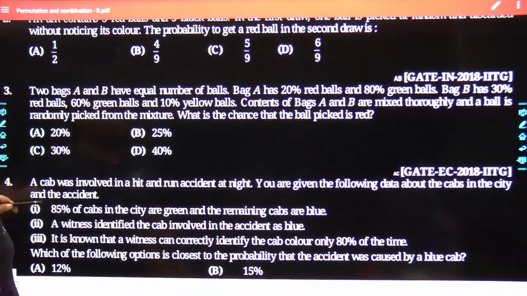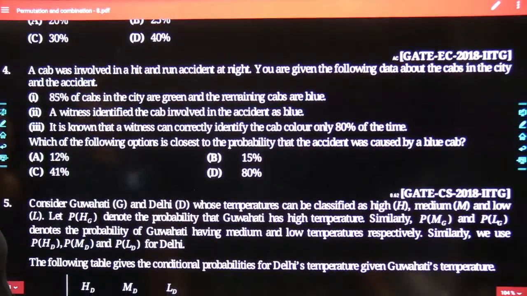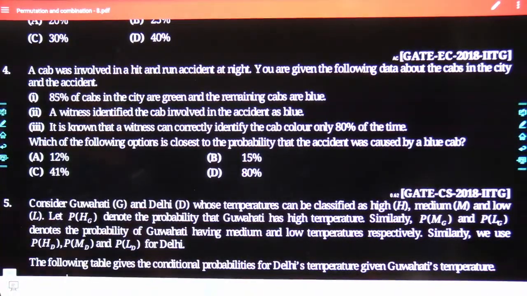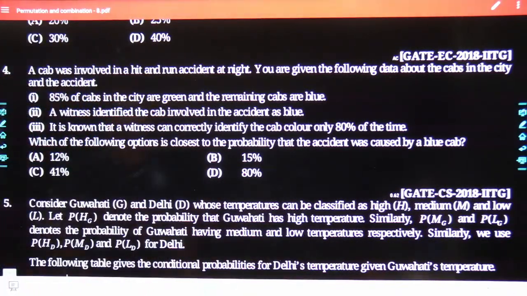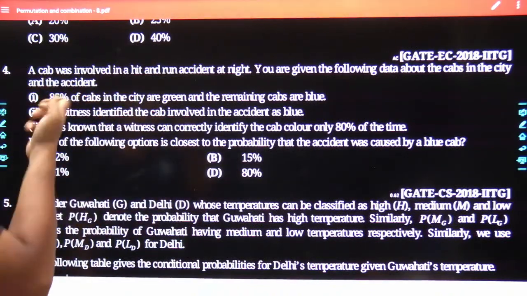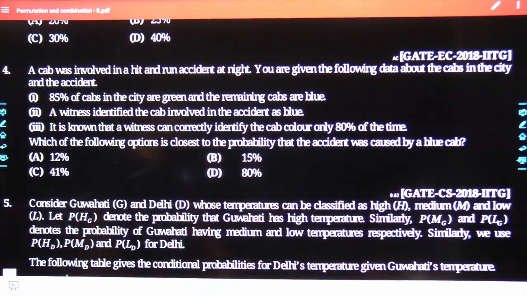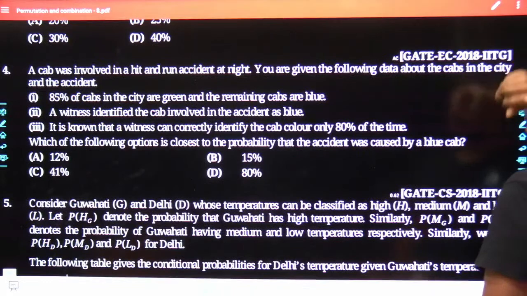This has been the fourth question. It is not a difficult problem, but one thing is quite sure. Again, it is based on Bayes theorem, or I can say a tree structure. Read this problem carefully and try to understand each and every word associated with this problem. The problem appeared in GATE Electronics in the year 2018. The problem was framed by IIT Guwahati.